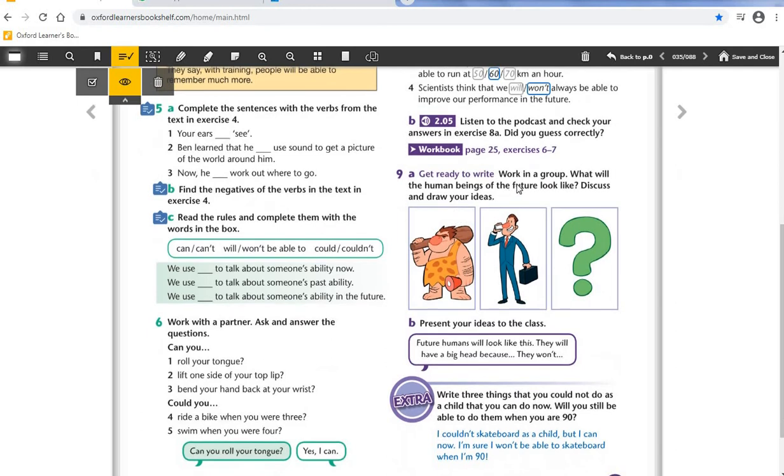Here, get ready to write. Work in groups. What will the human beings of the future look like? Discuss and draw your ideas. And you can write your ideas here in your notebook, or you can write and send me the email so that I can check them. See you.